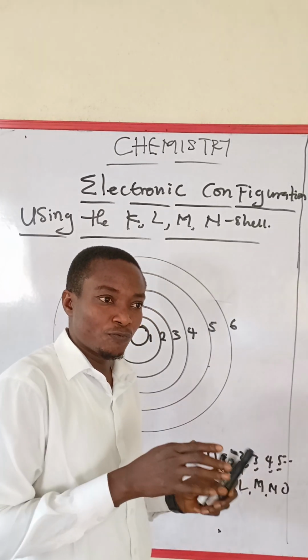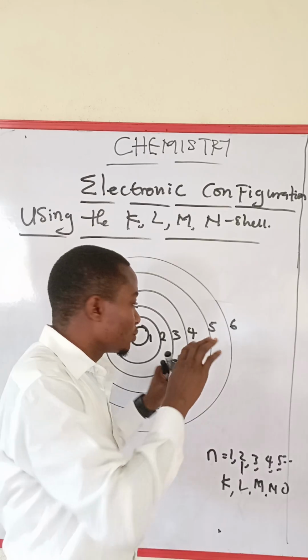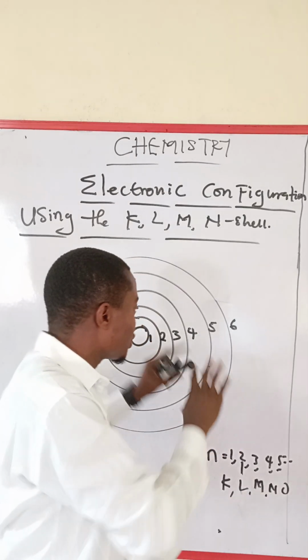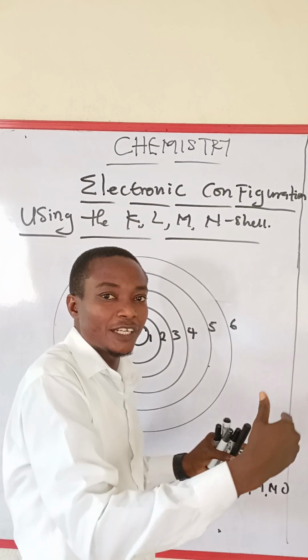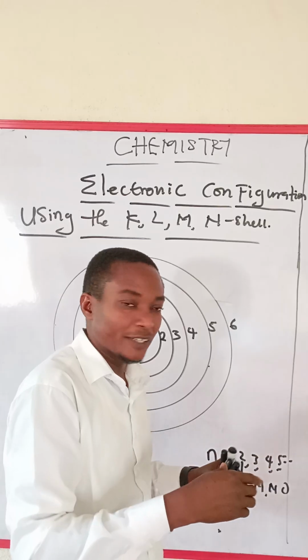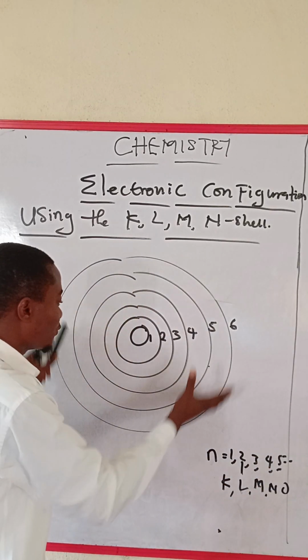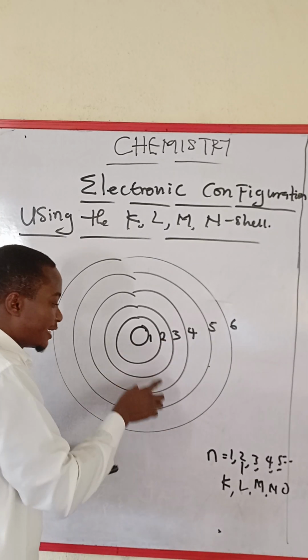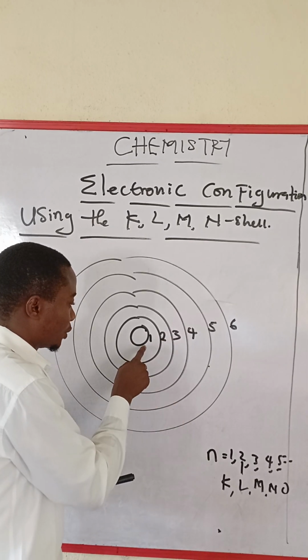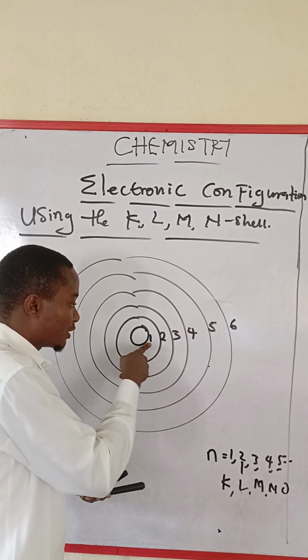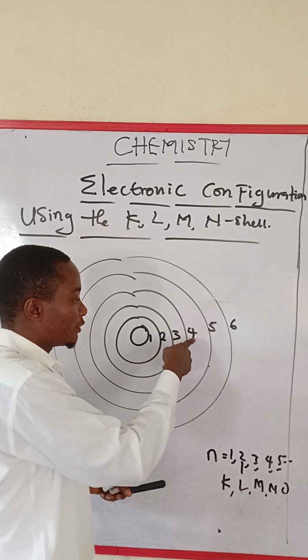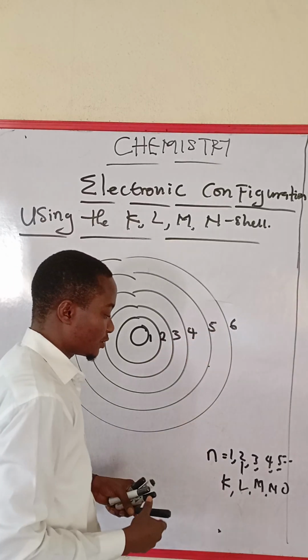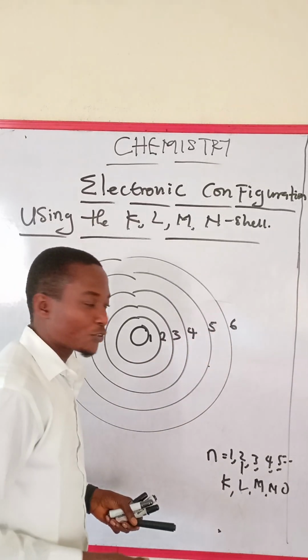Now, because of time, I will not go into the electronic configuration here. In our next video, we look at the electronic configuration of the first 20 elements. So, this is how Niels Bohr described the atom: assigning each shell an energy level, which is the first energy level, second, third, fourth, fifth, sixth, using the principal quantum number.